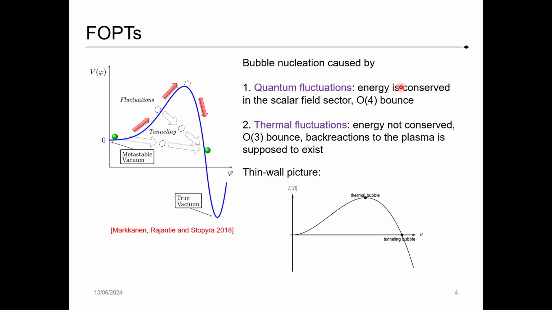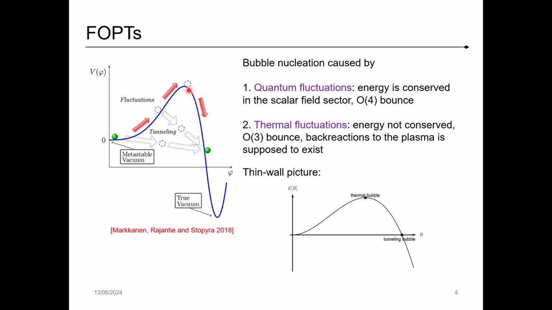In this case, the energy for the scalar field is conserved. So it means that the energy at this point and the energy at this point are the same. Now from this plot, you might think that this point is slightly lower than this point. How can these two states have the same energy? Well, because this point is not a constant field configuration, it is actually a critical bubble field configuration, and you have positive energy from the bubble wall.